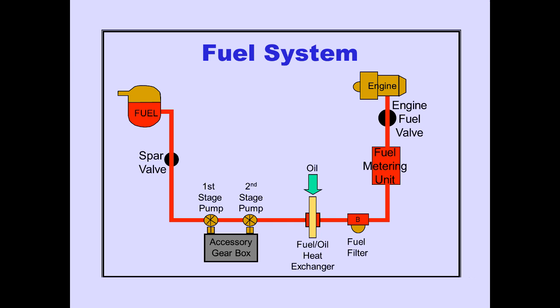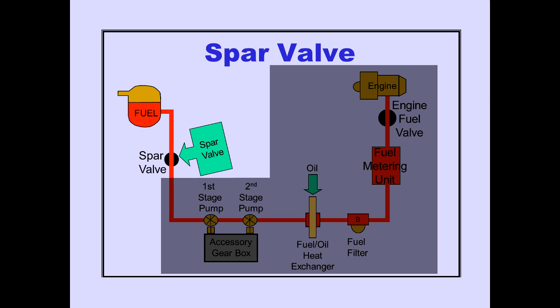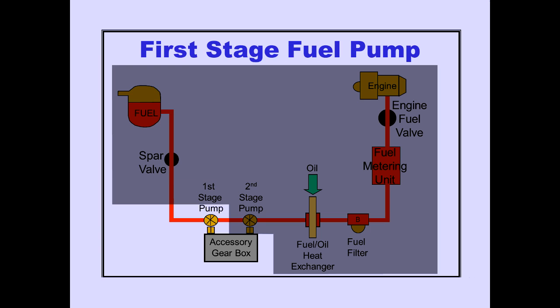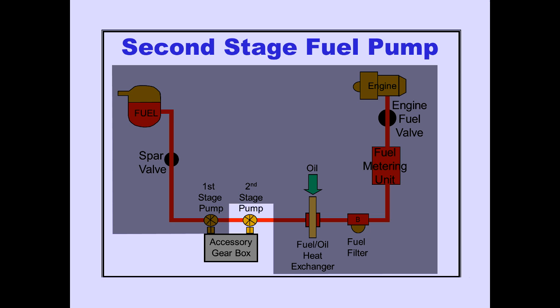Let's begin by looking at the flow of fuel from the tank to the engine. Fuel flows from the tank to the spar valve. With the spar valve open, fuel flows to the first stage fuel pump. The pump is driven by the engine's accessory gearbox. The fuel flows into the second stage fuel pump. This pump is also driven by the engine's accessory gearbox.